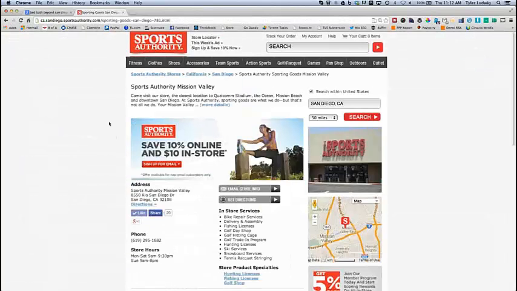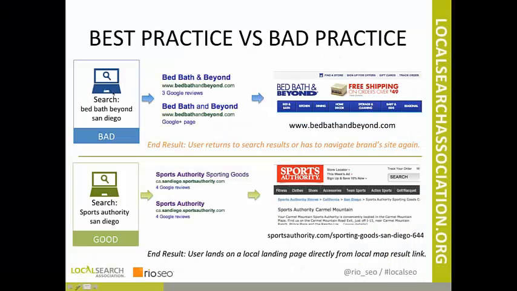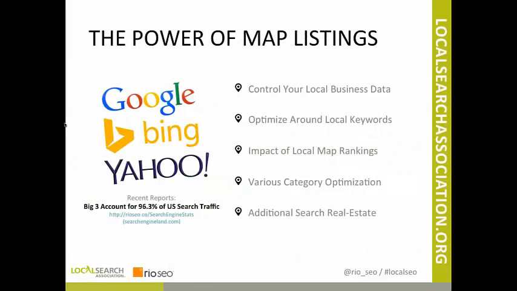Now, Sports Authority has the ability to measure my traffic from search. They have the ability to measure how many people click on driving directions or download that coupon. And so now I'm navigating and interacting in Sports Authority's environment, not the Google search results page. That's really a big key on how to maximize and measure your ROI from local search. So we'll come back to the slide deck here. We shared with you best practice and bad practice around map listings.